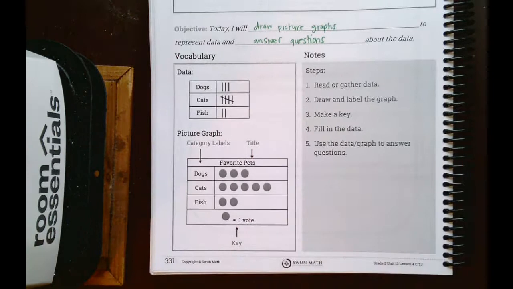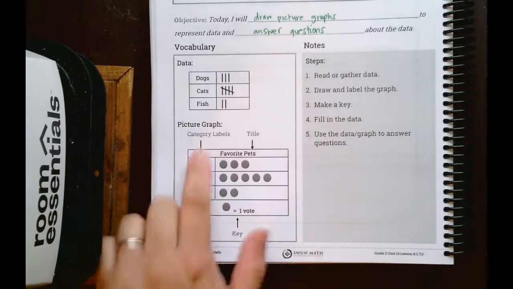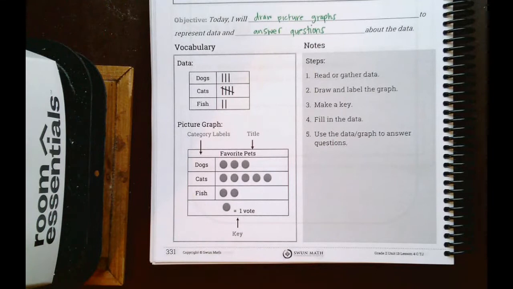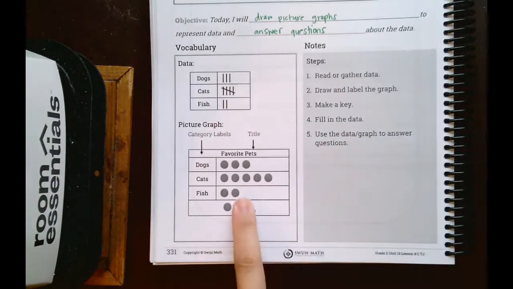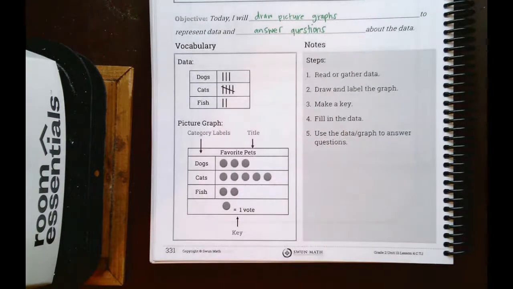So our steps. Step number 1 says to read or gather the data. So in this case, again, you're gathering your data. Number 2 says to draw and label the graph. So here's our graph. You need to draw your graph and label it. Add your labels. And then number 3 is to make a key. Number 4 is to fill in the data. So transfer the data from your tally marks to your picture graph. And then use the data or graph to answer questions.